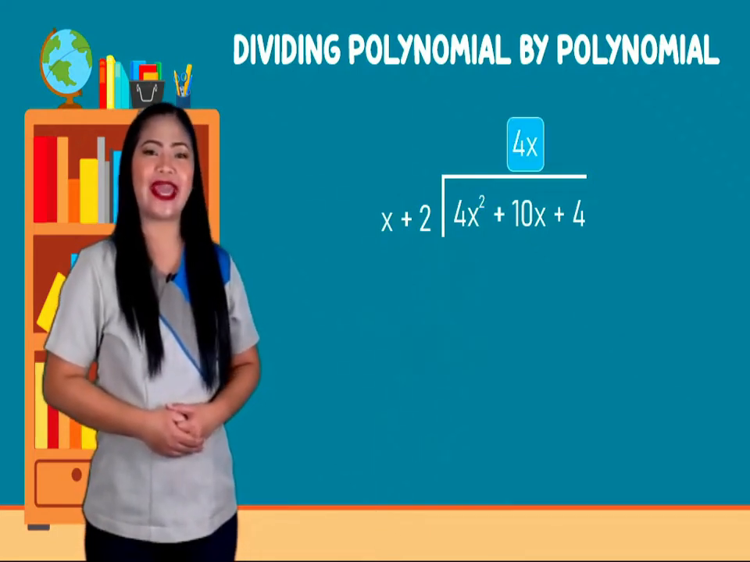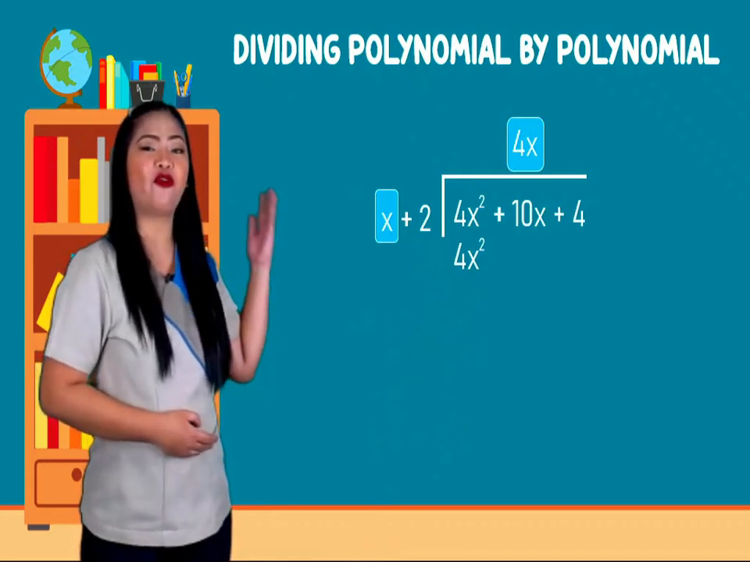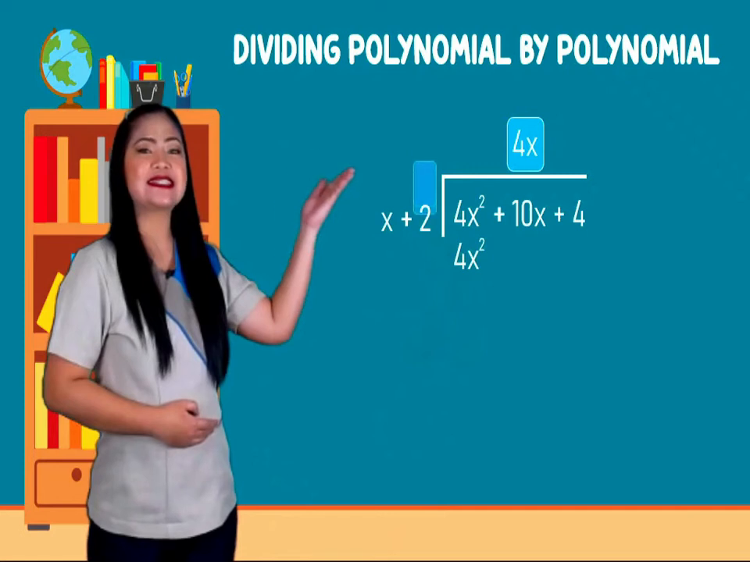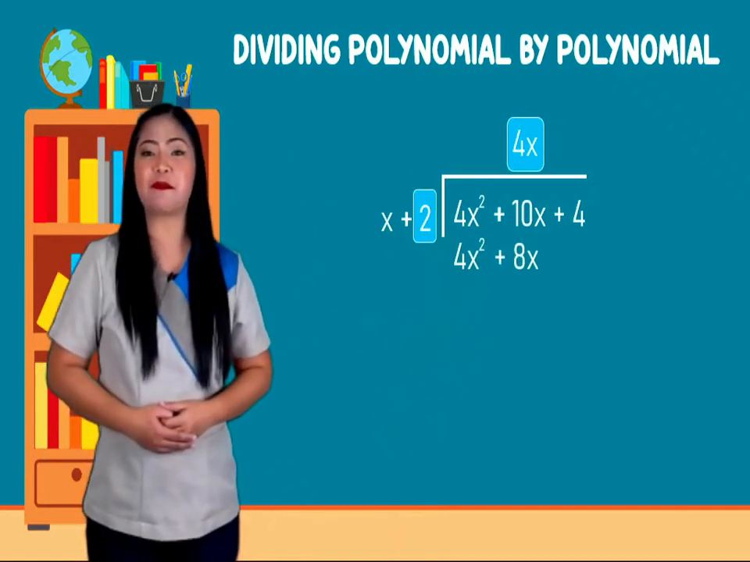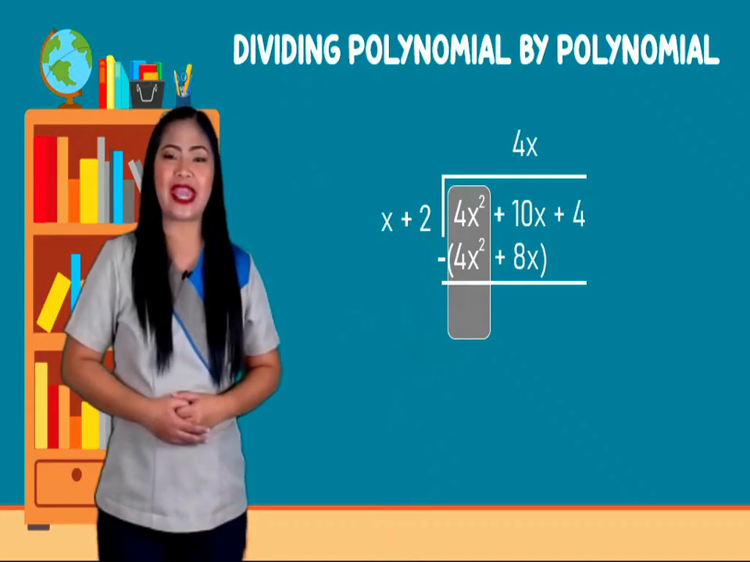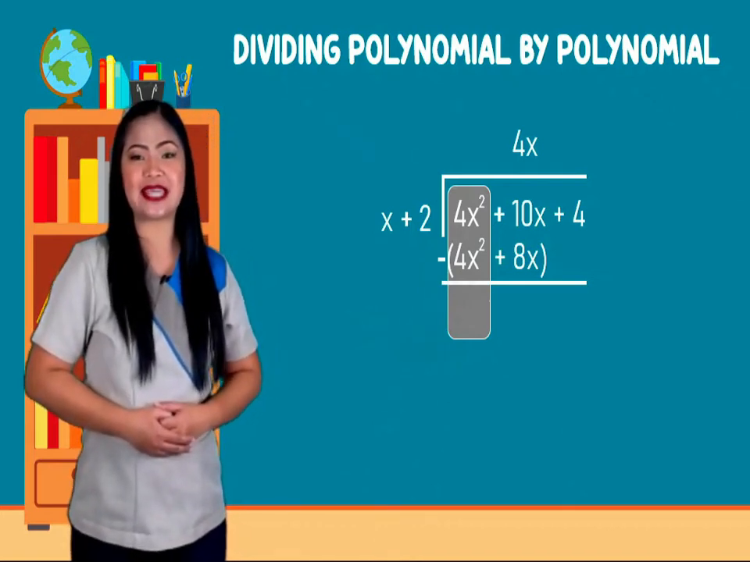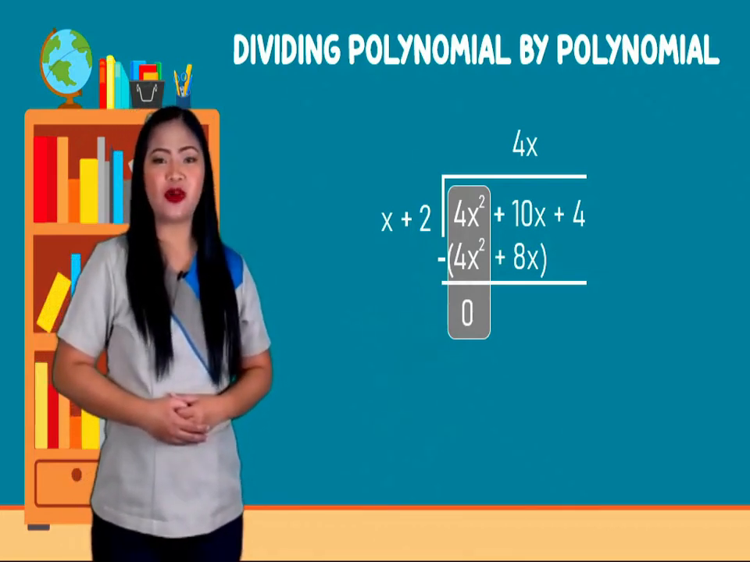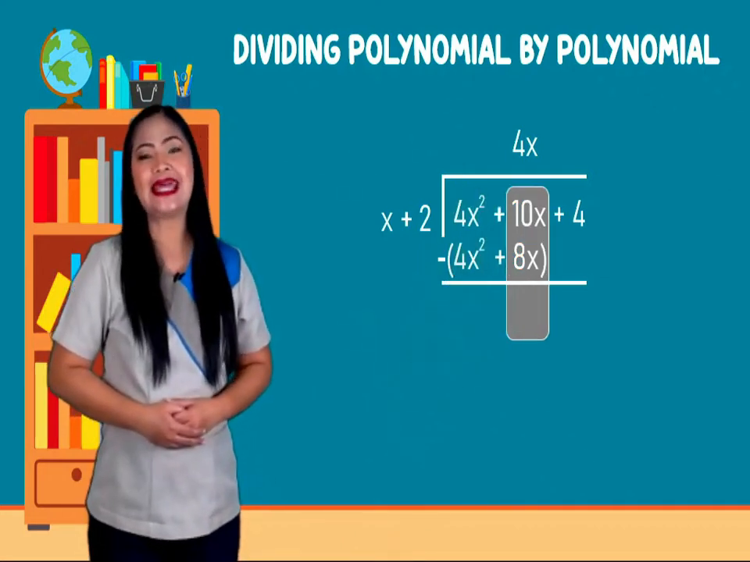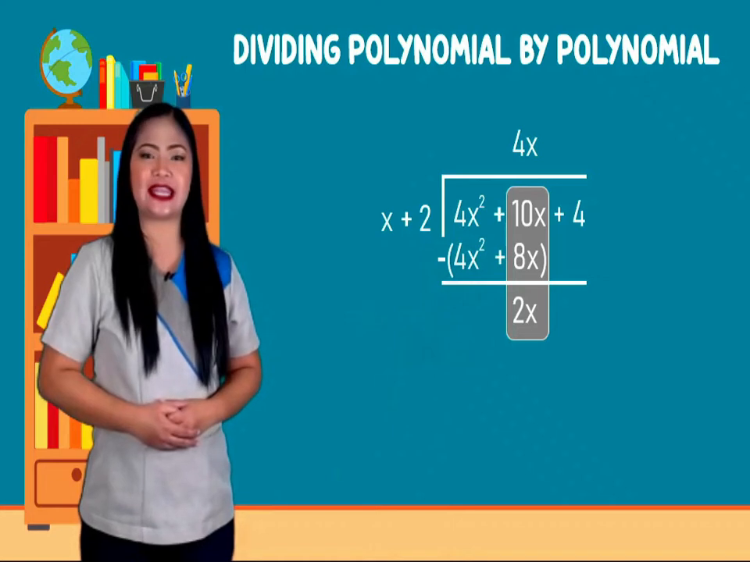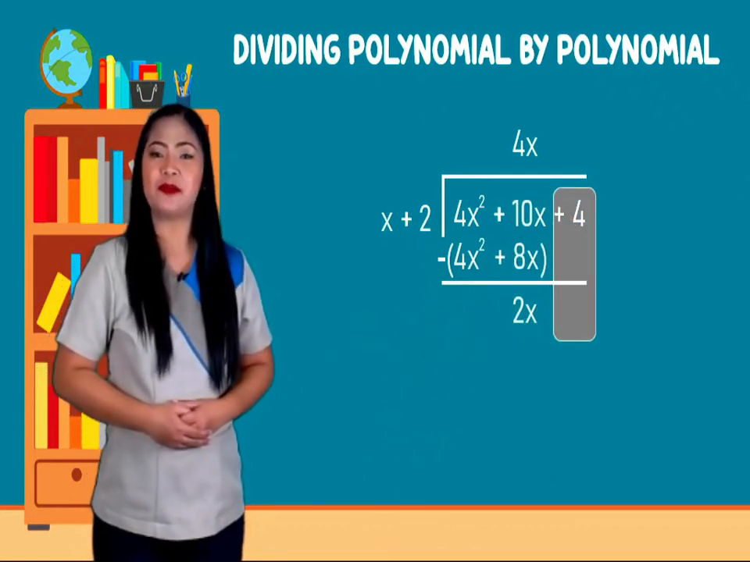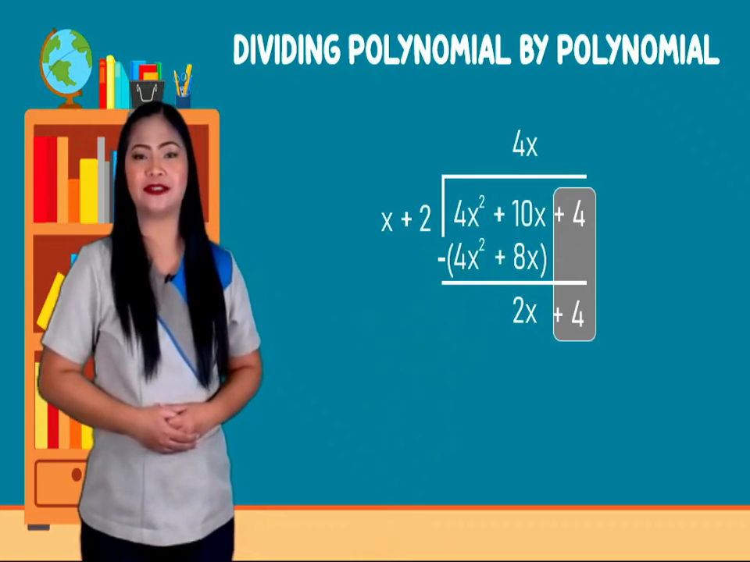Then, 4x times x is 4x raised to the second power. Then, 4x times positive 2 is positive 8x. Subtracting the terms, we have 4x raised to the second power minus 4x raised to the second power is 0. 10x minus 8x is positive 2x. Then, bring down plus 4.